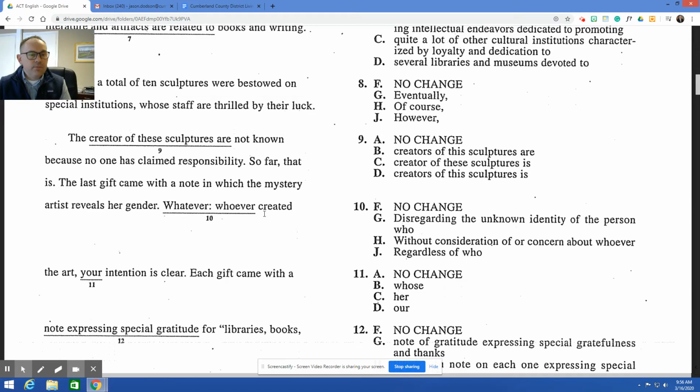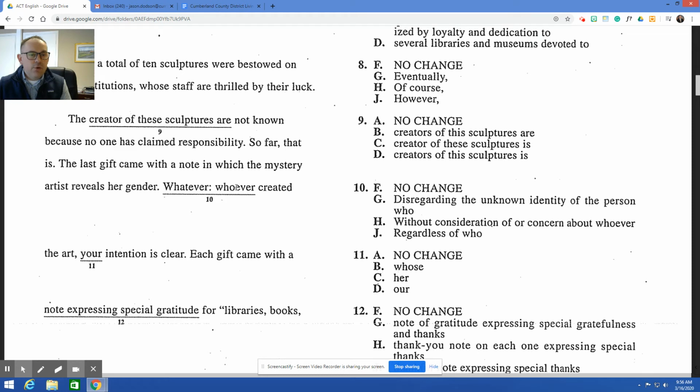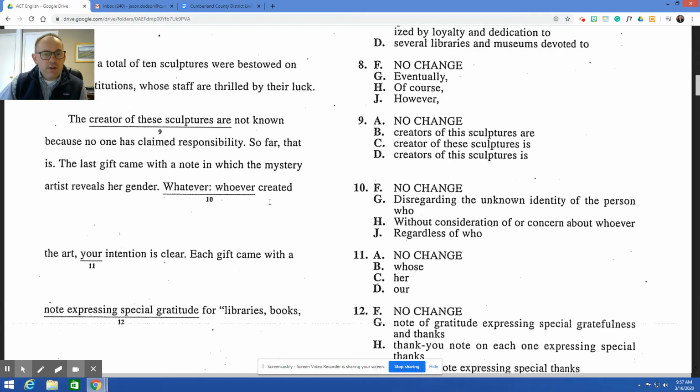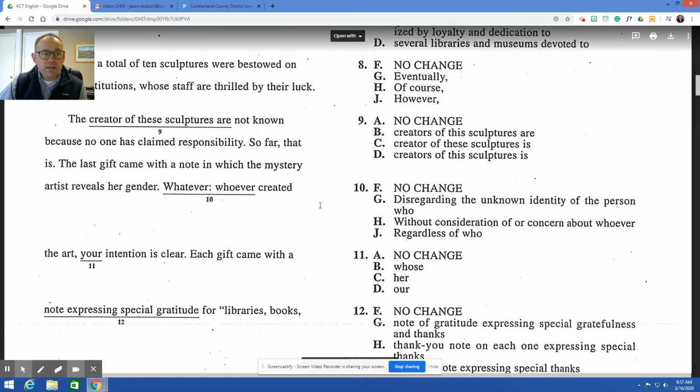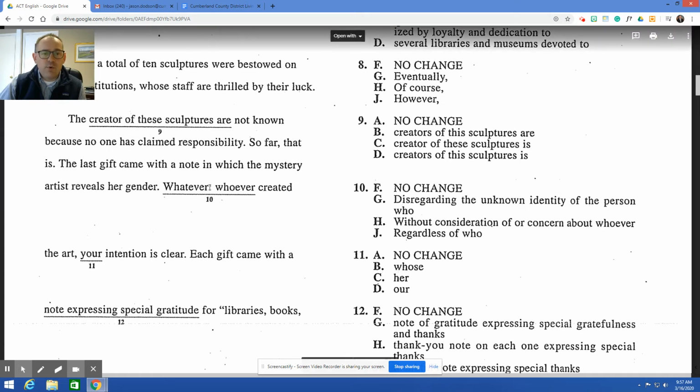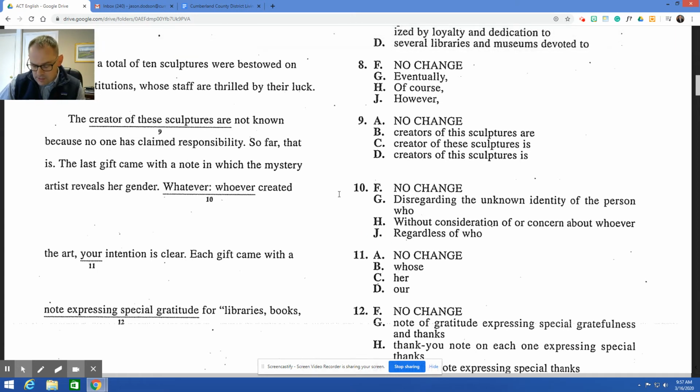Number 10. Just let me tell you right now, you can't have a colon just hanging out in the middle of a sentence like that. That is not going to work. If you look at choices G and H, you see that there's a lot of wordiness going on. That should be like a red flag going off that, hey, I'm not going to choose these wordy responses here. So I look at the shortest answer, J, regardless of who created the art. Makes sense, doesn't create an inadvertent sentence error. J is the correct answer because of wordiness and incorrect punctuation of a colon.